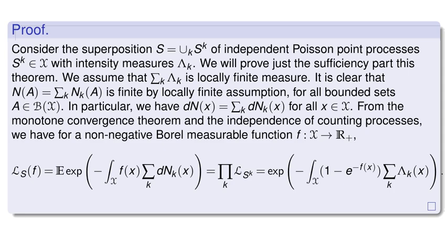Substituting the known form of the Laplace functional for a Poisson process, this equals e to the power of minus the integral over X of 1 minus e to the power minus f(x) times the sum over k of dλ_k(x). This is the Laplace functional of a Poisson process with intensity the sum of λ_k.